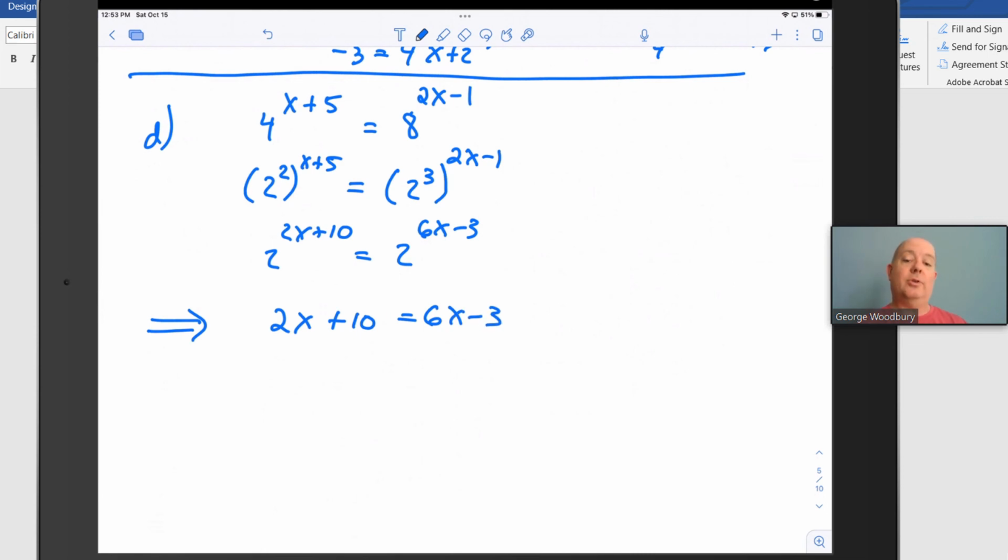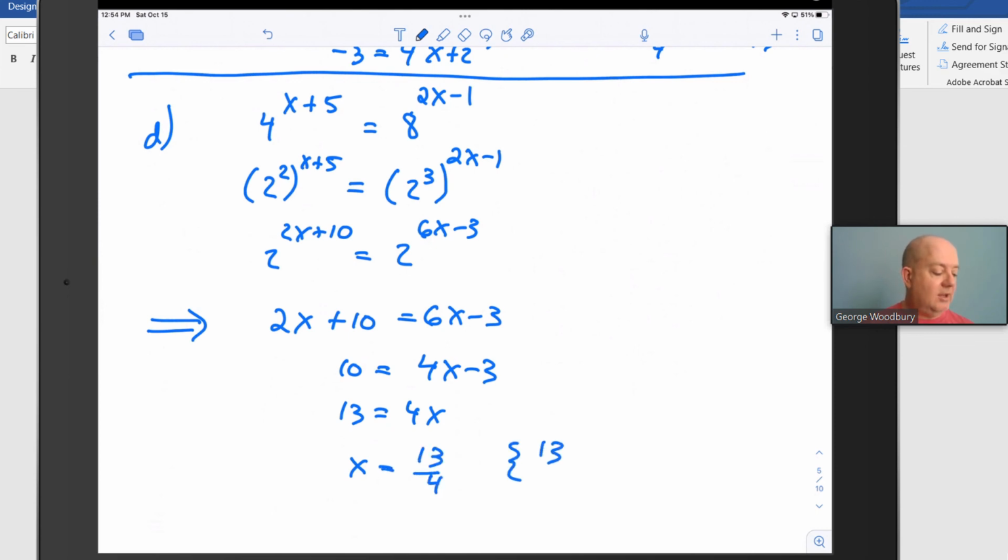And now we've got another linear equation. If we subtract 2x from both sides, we get 10 equals 4x minus 3. If we add 3 to both sides, we get 13 equals 4x. And if we divide by 4, we get x equals 13 over 4. That is the solution of this equation.